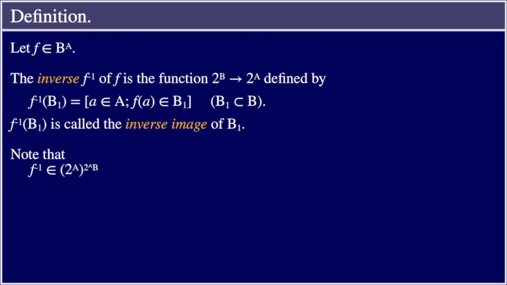Definition. Let f be a member of the functions from A to B. The inverse, f inverse of f, is the function 2 to the B power mapped to 2 to the A power, defined by f inverse of B sub 1 is equal to the set a, a member of A, such that f of a is equal to B sub 1, with B sub 1 a subset of B. f inverse of B sub 1 is called the inverse image of B sub 1. Note that f inverse is a member of the quantity 2 to the A power to the quantity 2 to the B power.